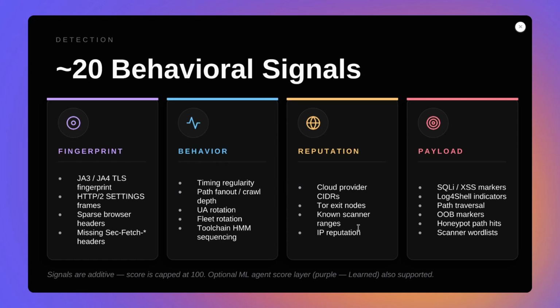It also has behavioral signals. If you're timing the regularity, or if you're fanning out all the paths and going in depth with crawling methods, fleet rotation, or tool chaining, you will get a signal for that, and it will be scored according to the score capping.